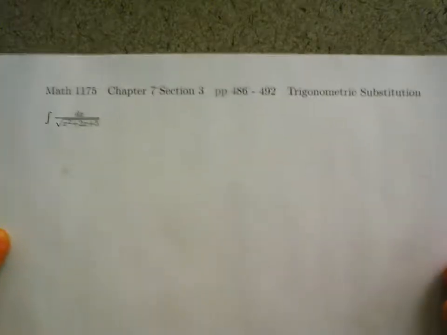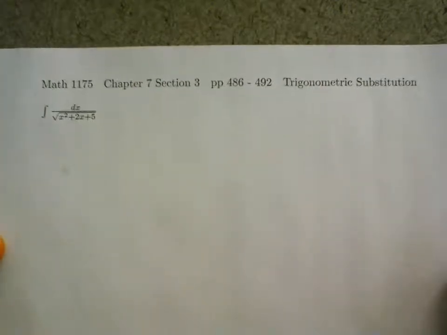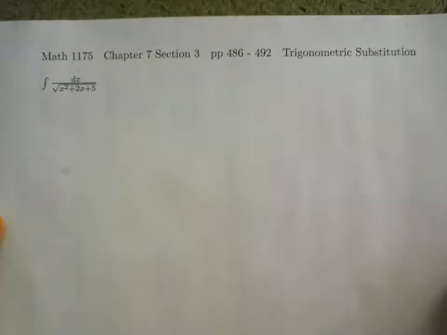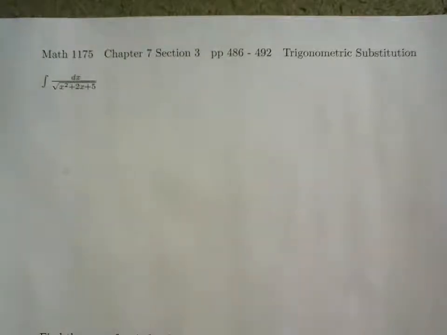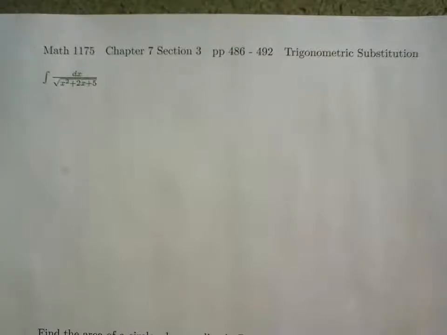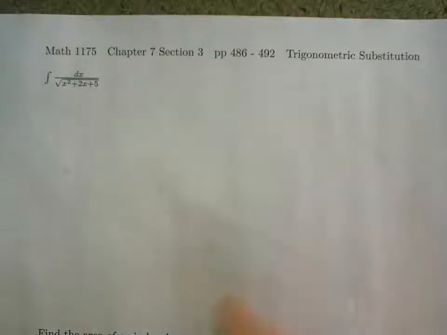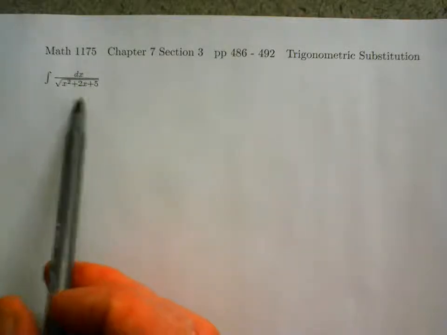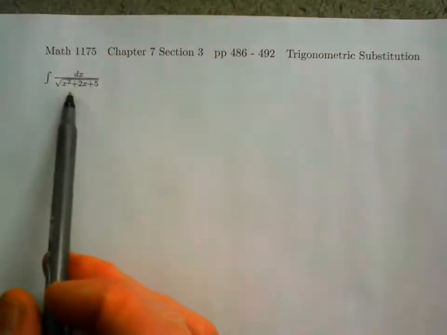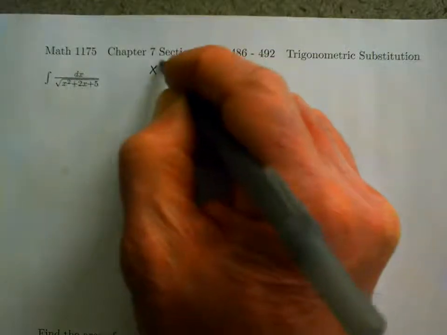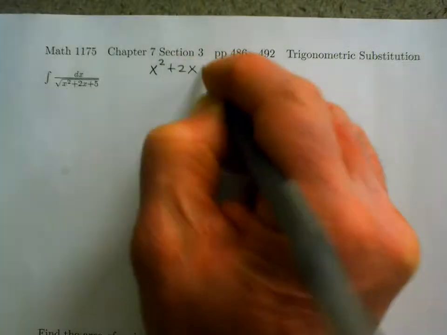Hey, this next example, the indefinite integral of dx over the square root of x squared plus 2x plus 5. Well, we have to make an alteration to help us out here. So we're going to focus on what's inside the square root in the denominator. Let's take a look at x squared plus 2x plus 5.